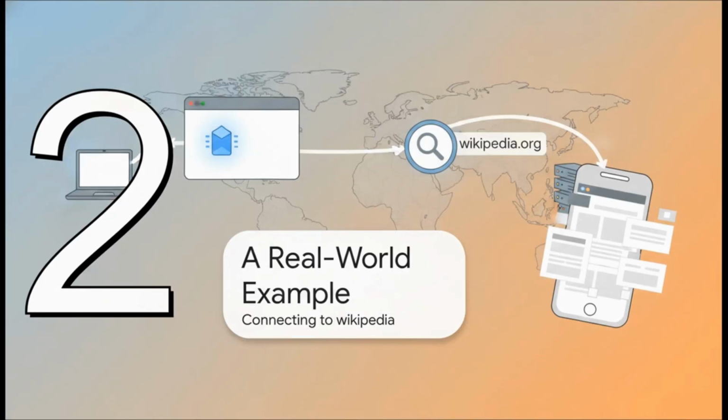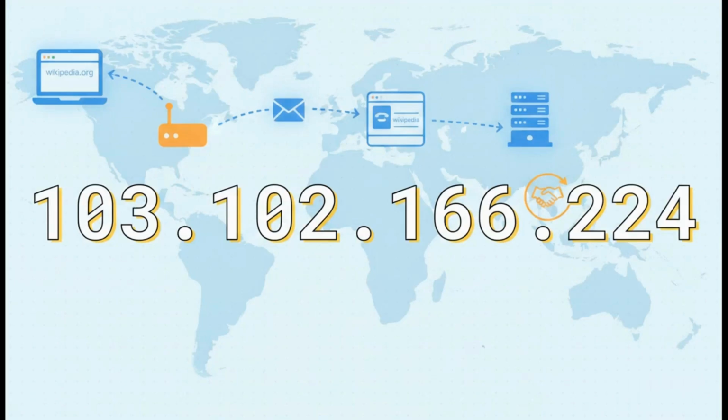Let's move on to section 2, a real-world example, connecting to wikipedia.org. Let's ground this theory in reality. When you type wikipedia.org into your browser, your phone or computer ultimately converts it to a very specific numerical IP address. It might translate to something like 103.102.166.224. That is the exact destination your data packets are trying to reach.